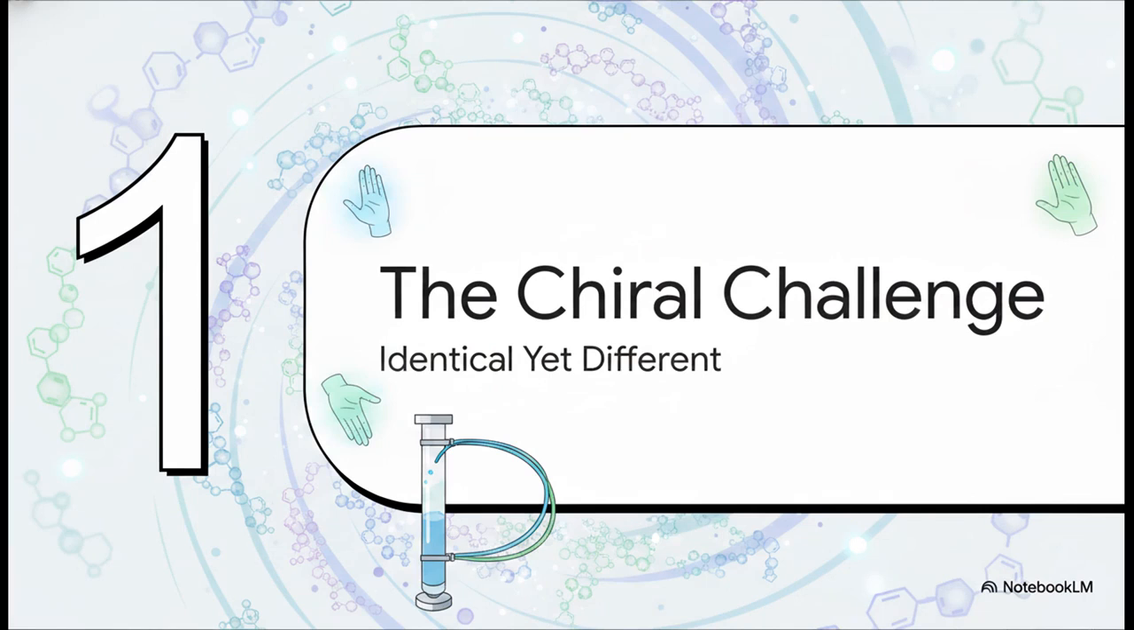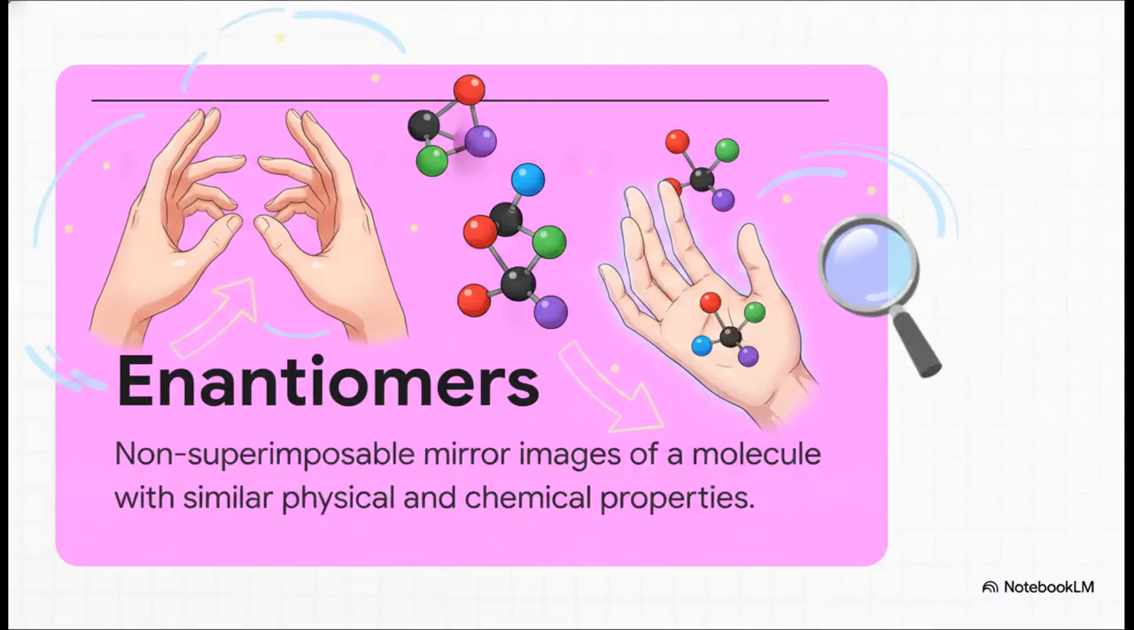The chiral challenge. Identical properties, vastly different impacts. So, to really grasp this challenge, we've got to look at the molecules themselves. We're talking about enantiomers. Basically, these are perfect, non-superimposable mirror images of each other. Think of your left and right hands, right? In a standard achiral environment, they act exactly the same. Same boiling point, same solubility, same density. But throw them into a biological system, which is inherently chiral itself, and they suddenly behave in radically different ways.